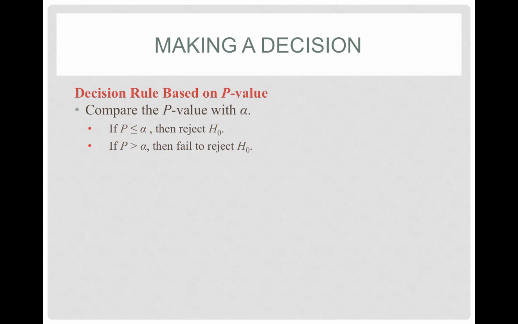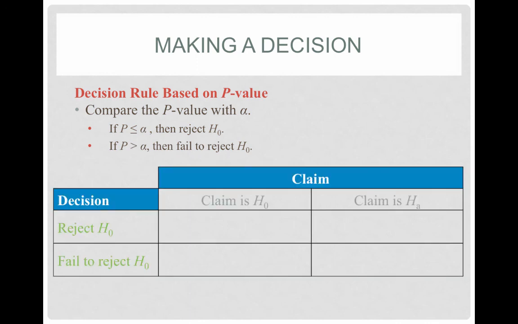All right, what about making a decision? The decision rule based on p-value: what you'll do is compare the p-value with alpha. If the p-value is less than or equal to alpha, you'll reject the null hypothesis. If the p-value is greater than alpha, then you fail to reject.